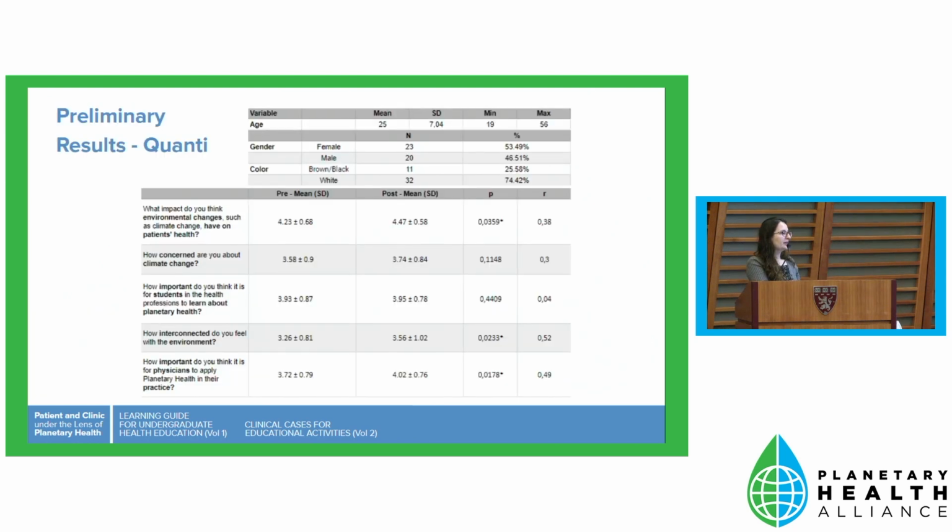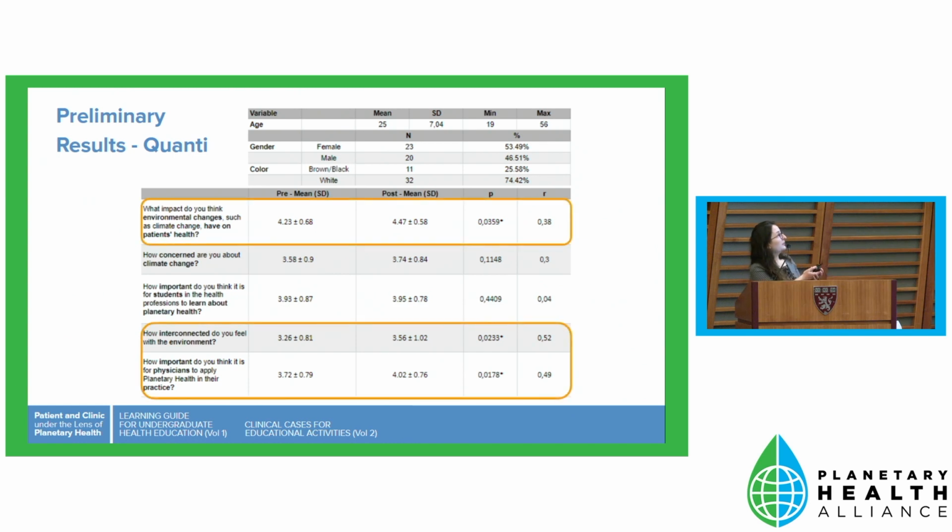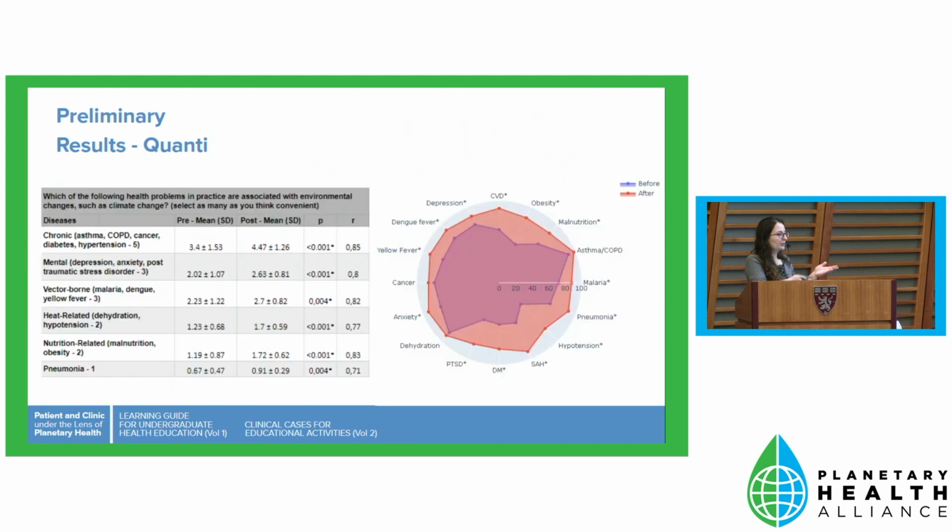And preliminary results, quantitative analysis, showed that students had an improvement in the impact that they thought environmental changes had on patients' health. Also, on the question of how interconnected do you feel with the environment, and how important do you think it is for physicians to apply planetary health. They also improved the knowledge of planetary health related diseases. So first, you can see the blue graphic inside, and after the red sign. So they pointed out more diseases where they saw a relationship with planetary health, with the environment.